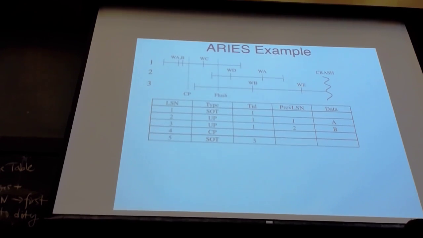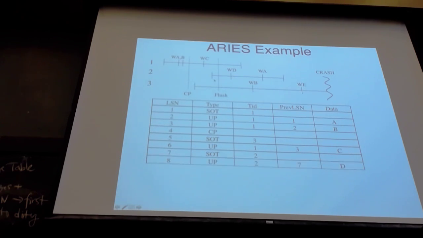Then we're going to write the start of transaction 3. Then transaction 1 goes ahead and updates C. Then we do the flush, this dotted line here. Notice that we don't actually write any log records for the flush. The next thing that appears is the start of transaction 2, and then this update of D on behalf of transaction 2. So the flush doesn't appear as a log record, even though it happened to the state of the disk. And then we just keep going along.